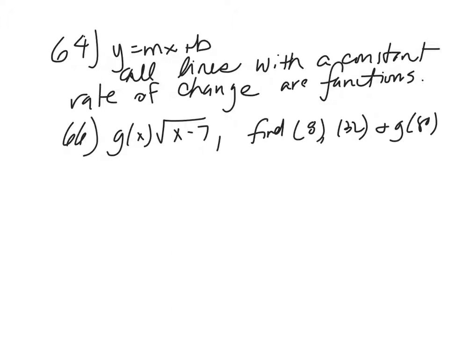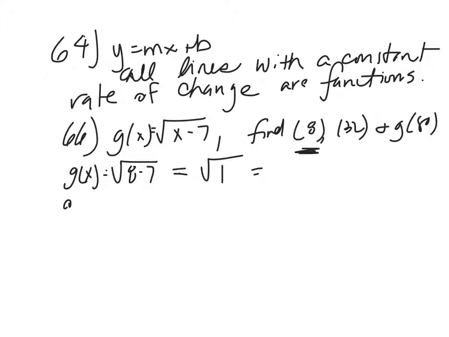So we would do something like this. The g of x is equal to the square root of 8 minus 7. We're plugging in our 8 here. Well, we know that 8 minus 7 is 1. What is the square root of 1? If you said 1, you're correct. Write that down. That's the answer.